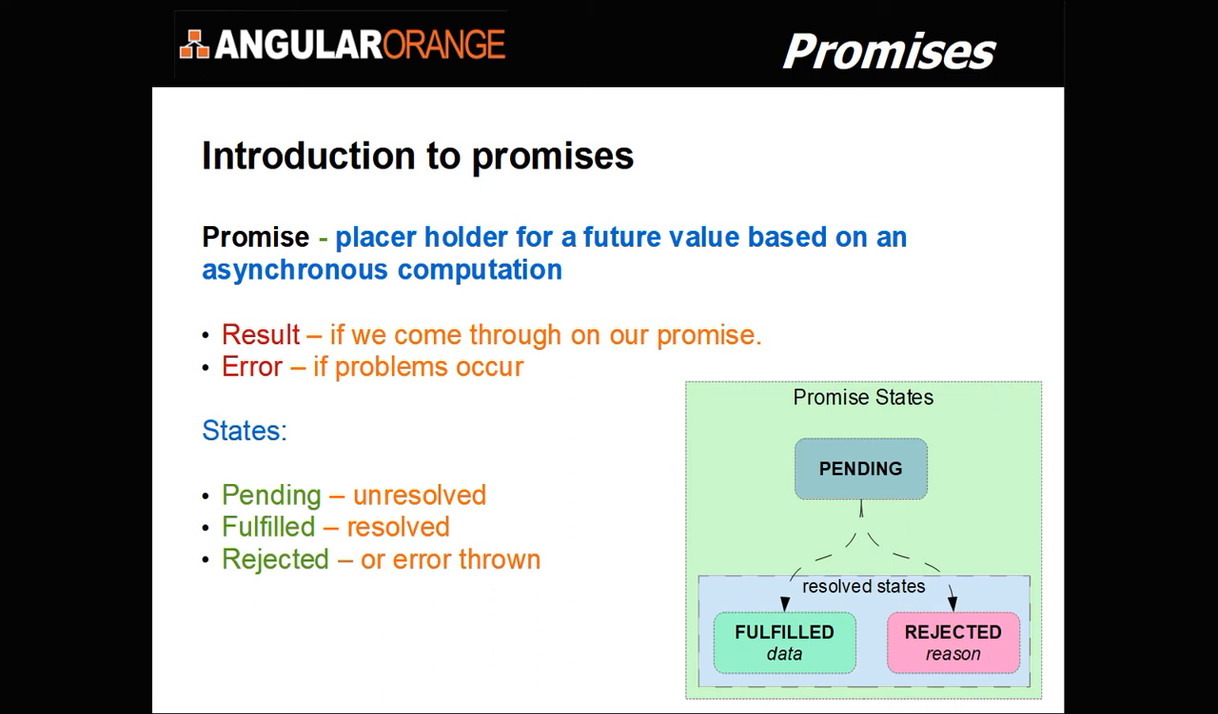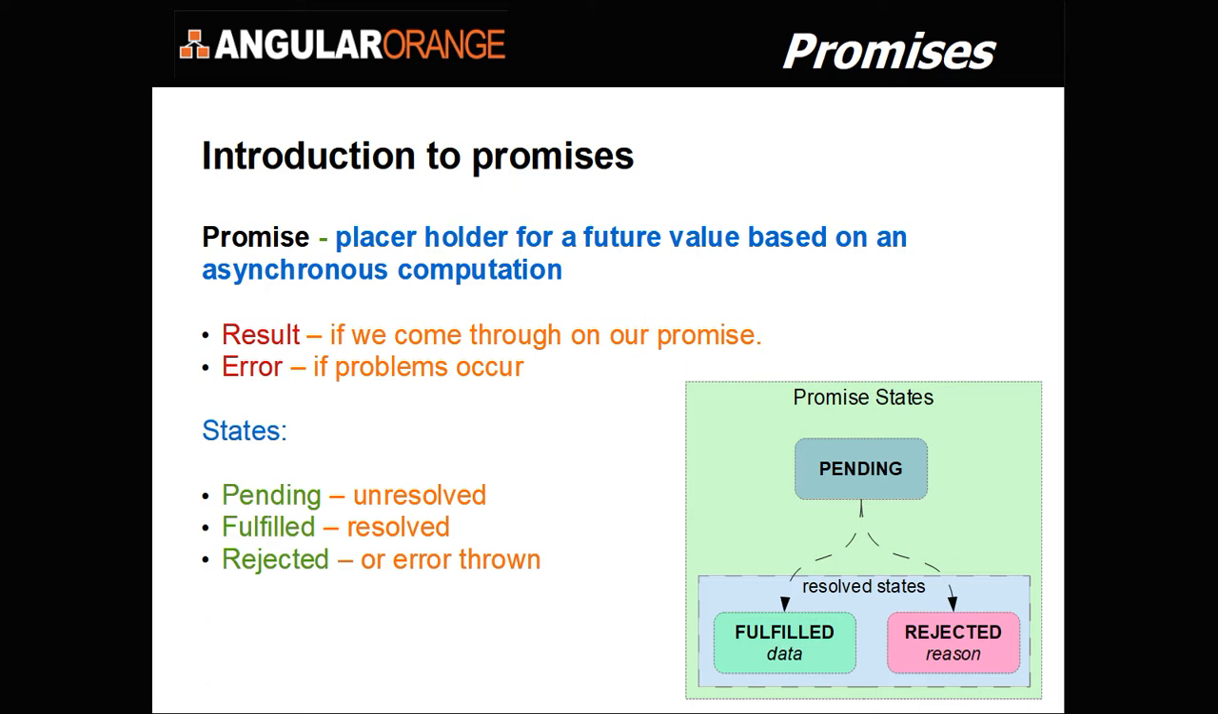It's a placeholder for a future value based on an asynchronous computation. If we come through on our promise, we get a result. If a problem occurs, we get an error, and there's a reason why we get this error. Okay, so there's certain states. There's pending, which is unresolved. There's fulfilled, which is resolved, and there's rejected, that is, an error is thrown.